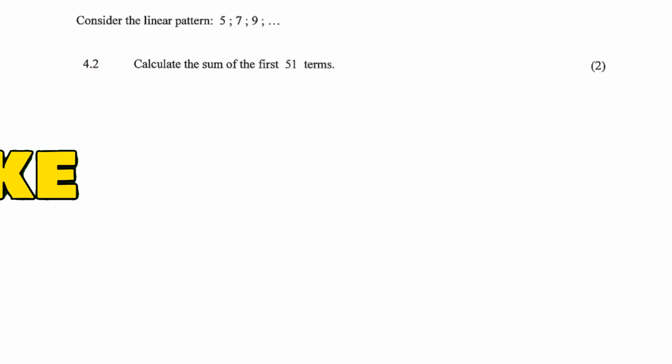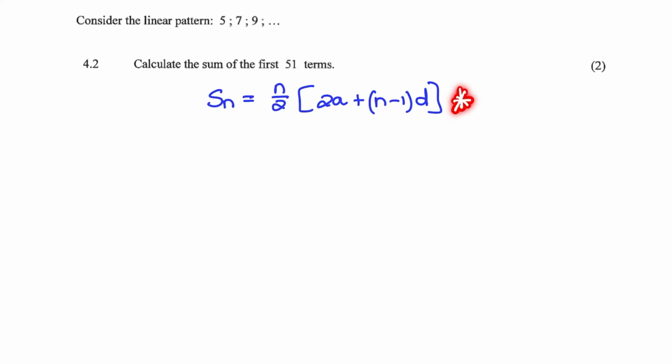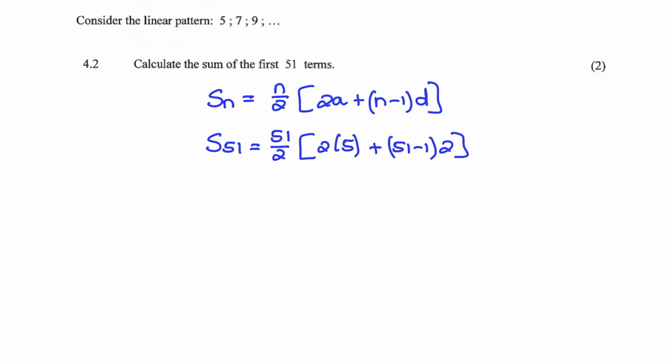4.2. Calculate the sum of the first 51 terms. First, we find the Sn formula on the formula sheet for a linear pattern. Then I substitute n with 51, a with 5 because that's the first term, and d with 2 because that's the difference between terms. And when I simplify with my calculator, I find that the sum of the first 51 terms is equal to 2,805.